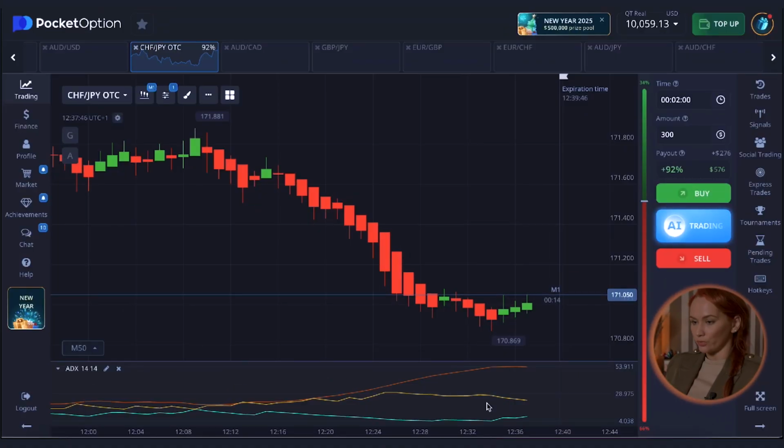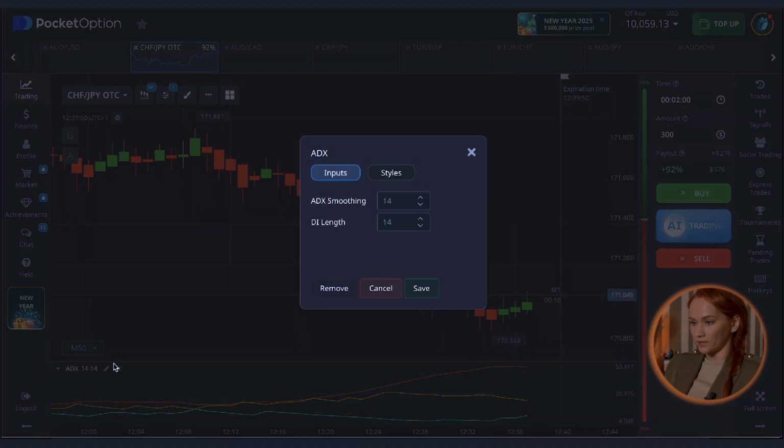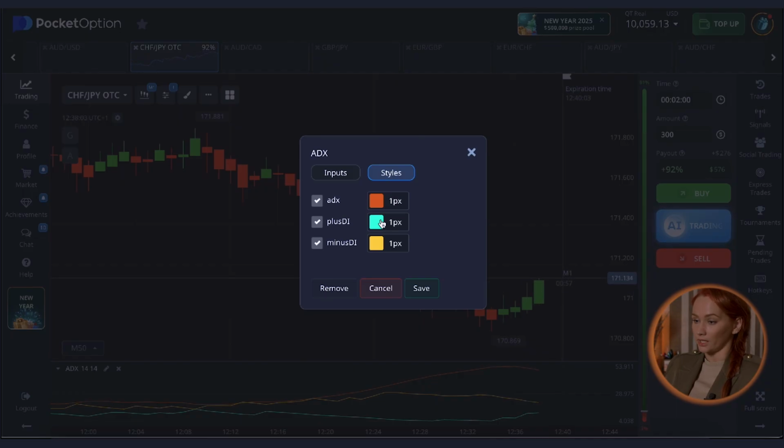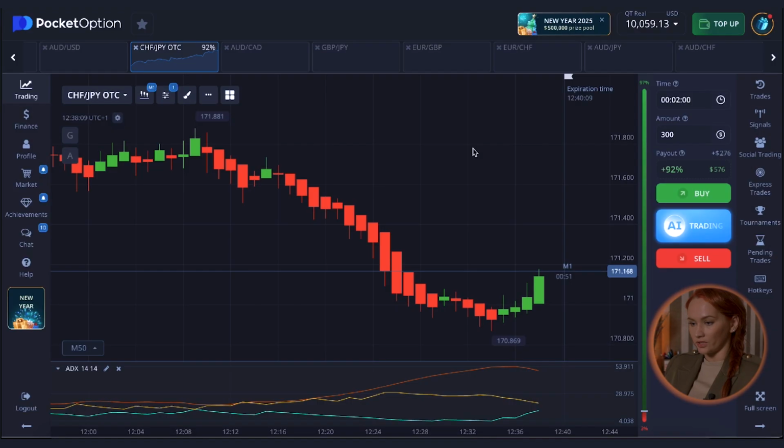Now let's get to the practice. I already have the ADX indicator ready. Remember that we set the standard of 14 periods to start with. And now we select colors to our liking. For the DI plus, I choose the green line. For the DI minus, I choose yellow. And for the ADX color, red.